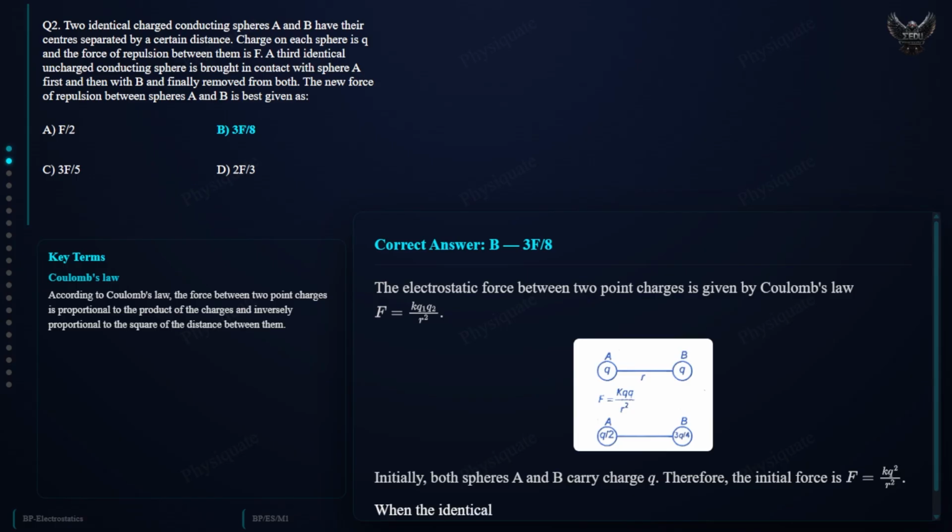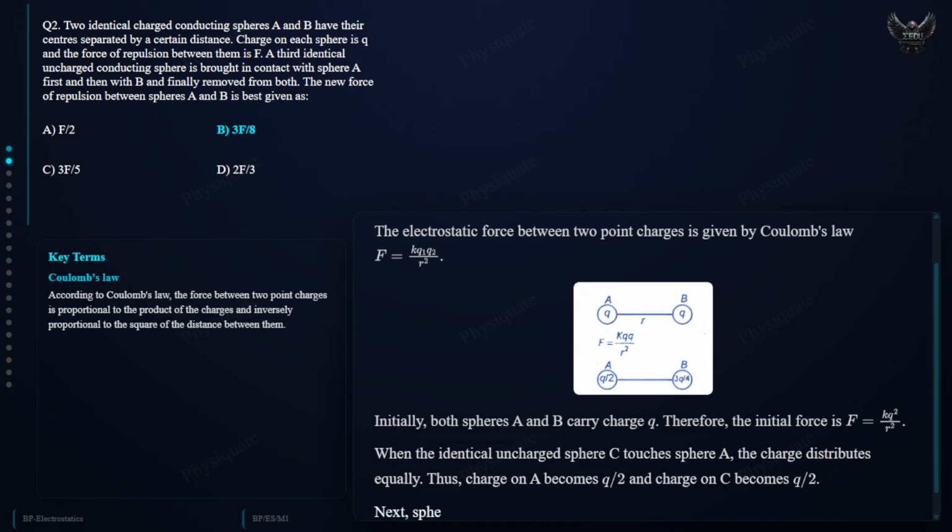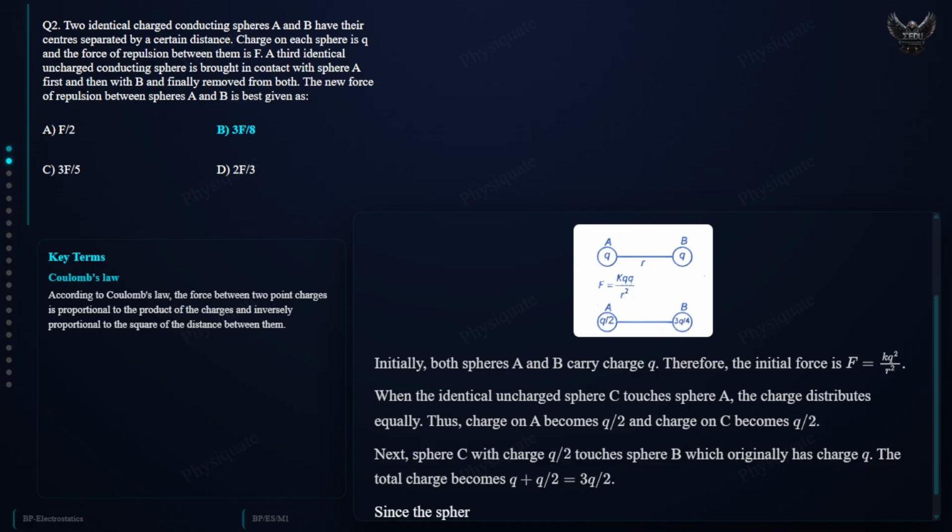When the identical uncharged sphere C touches sphere A, the charge distributes equally. Thus, charge on A becomes Q divided by 2 and charge on C becomes Q divided by 2. Next, sphere C with charge Q divided by 2 touches sphere B which originally has charge Q. The total charge becomes Q plus Q divided by 2 equals 3Q divided by 2. Since the spheres are identical, the charge distributes equally. Hence each sphere receives 3Q divided by 4. Therefore, sphere B has charge 3Q divided by 4.